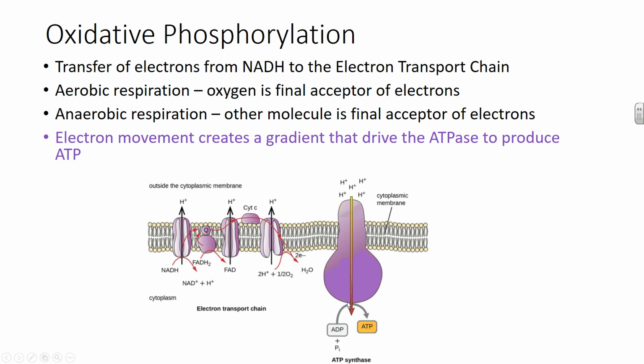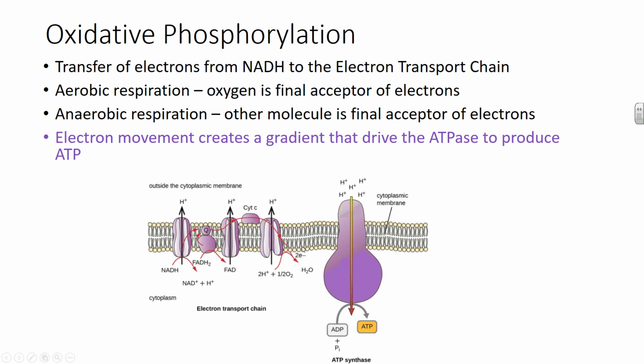Now this is a very simplified look at what's going on, but I want you to have an understanding of the fact that the movement of the electrons that we've collected from all the other reactions is what produces this gradient. The excess amount of protons flowing back down their gradient allows us to produce energy.